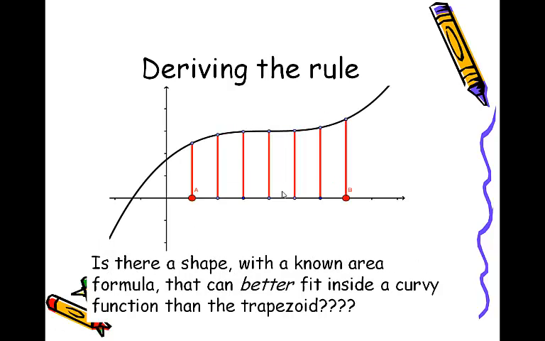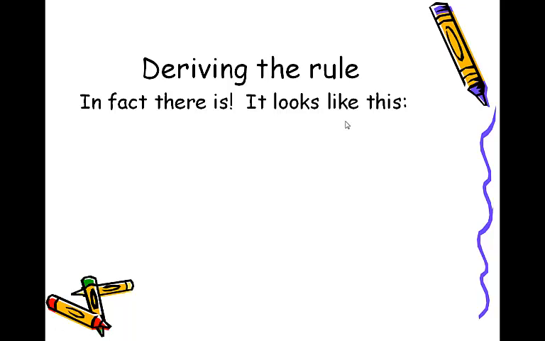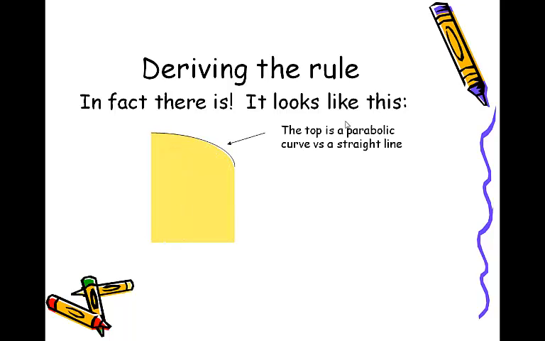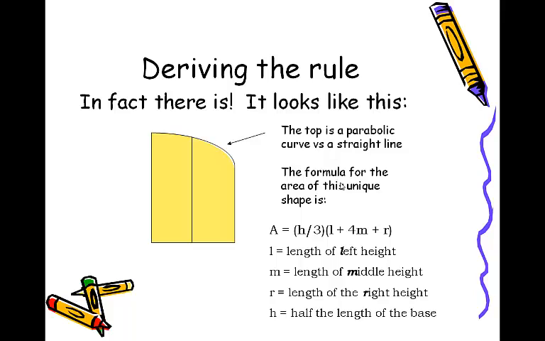So that begs the question, is there a shape with a known area formula? Because that's the key. It has to be something whose area we know that could better fit inside a curvy function, even better than a trapezoid. And the answer is yes. I don't know if you've ever heard about these shapes before, but there's a shape that looks kind of like this, where the top is parabolic. It's curvy. It's not straight like a trapezoid. And there is a formula for the area of the shape. And the formula is this right here.